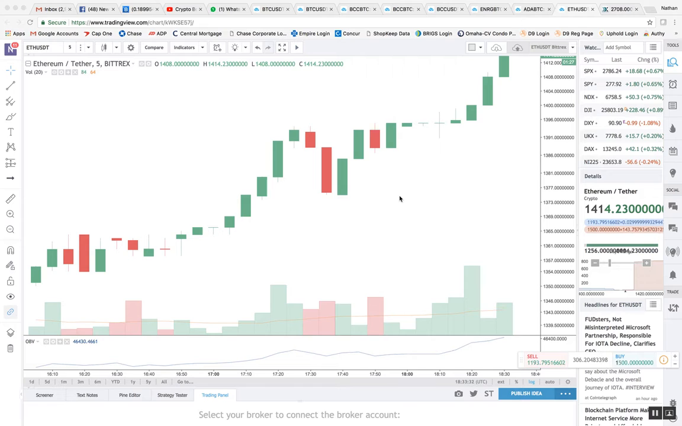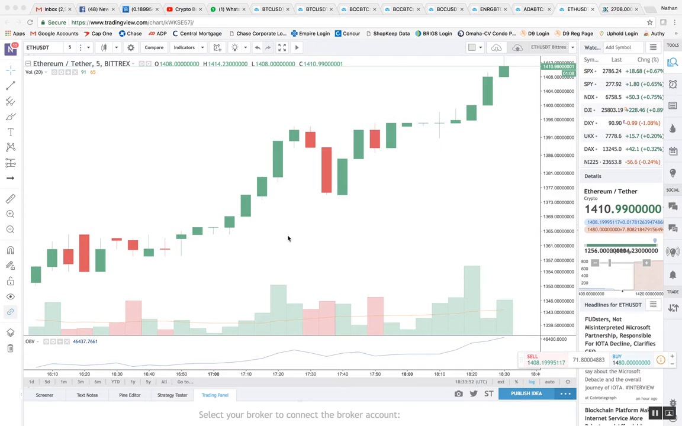I have a chart up here. This is Ethereum against Tether, which is just another coin that's pegged to the dollar. So essentially this is Ethereum against the dollar. You can see it's trading at $1,411 right now. We'll start off with the basic unit of price action.